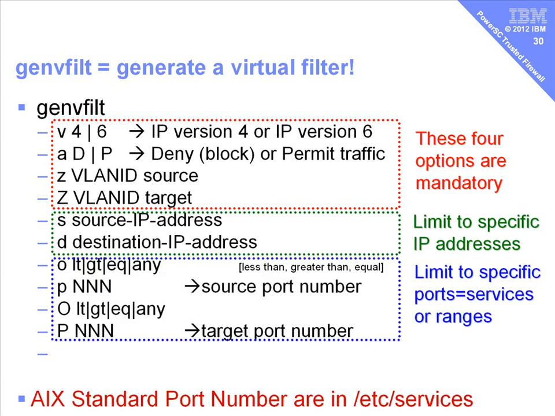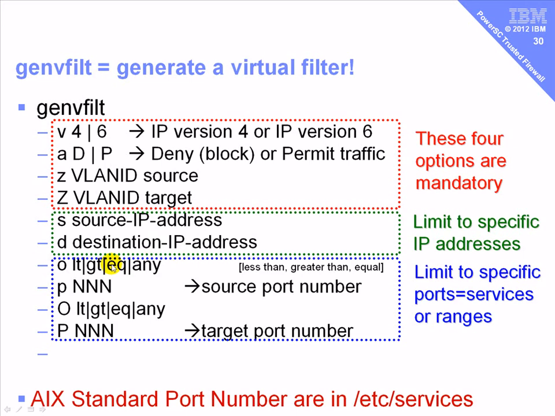Then we have some more complicated things that allow us to restrict ourselves down to particular ports. You'll notice here we have the little p and the large P for the source port and the target port numbers. In AIX we can find the port numbers in /etc/services, as you can see at the bottom. Most applications, if they're being installed and they're going to use specific ports, actually add their entries into /etc/services. If not, you're going to have to ask your application vendor to supply the port numbers that it's actually using.